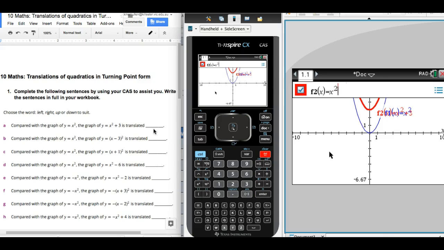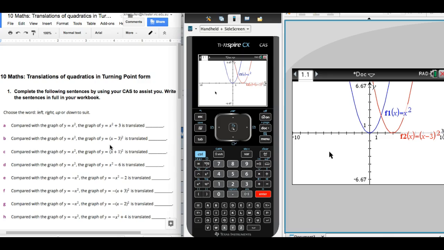All right, let's have a look at the next one. I'm going to delete that. The next one is x minus 3 all squared. Notice how the previous one had plus 3 on the outside and this one has minus 3 inside the brackets. So what has happened here? It hasn't moved up or down, it's actually moved to the right. How many has it moved? It's moved 3. So we say for B, it's translated 3 units to the right, or right 3 units, same thing.